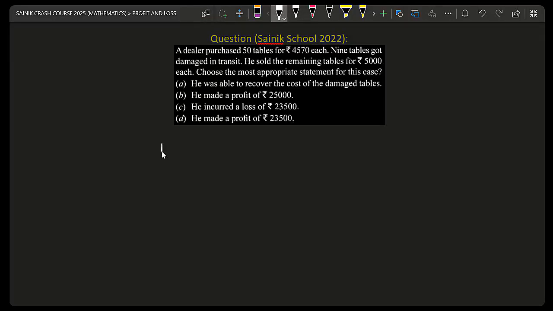How many tables did he purchase? 50. Each table for how much did he purchase? 4,570. Neglect this zero and just multiply 457 into 5. Okay, sir, we'll add the zeros at the end. 457 into 5, how much?